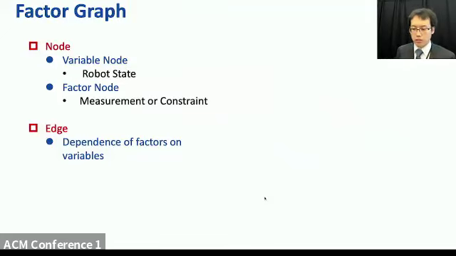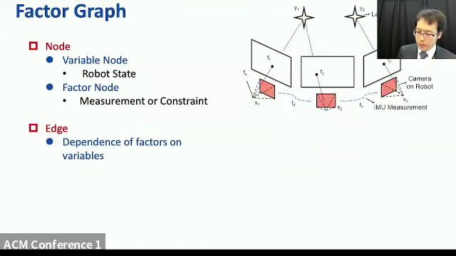So what is a factor graph? A factor graph is essentially a graph model that contains two kinds of nodes. One is the variable node, which can represent the robot state, and the other is the factor node, which represents a measurement or constraint. We also have edges to represent the dependence of different factors.